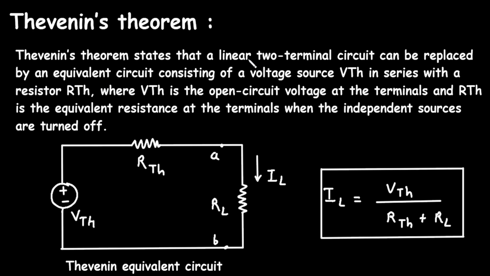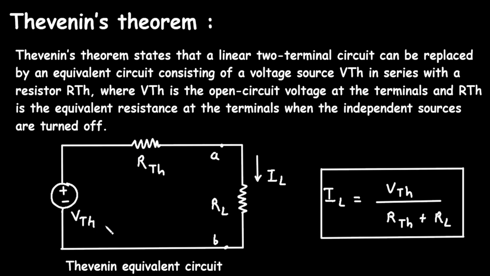Now, what is a linear two-terminal circuit? Suppose the circuit contains all resistors. Now, resistor is a linear component. So, if the circuit contains all linear elements, then that circuit is called a linear circuit. So, it can be replaced by an equivalent circuit consisting of a voltage source VTH.